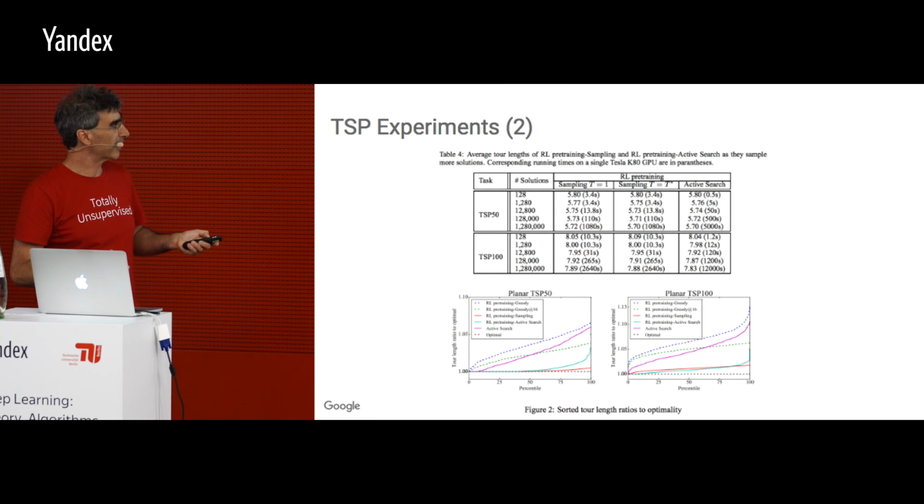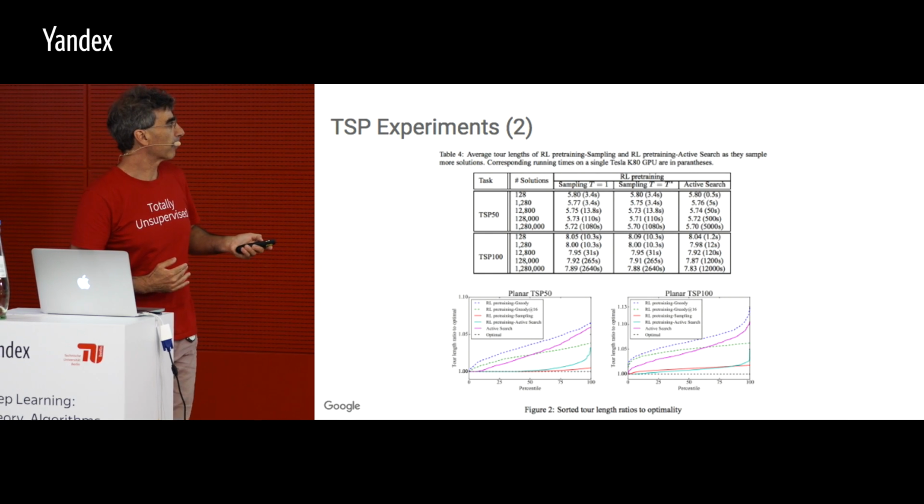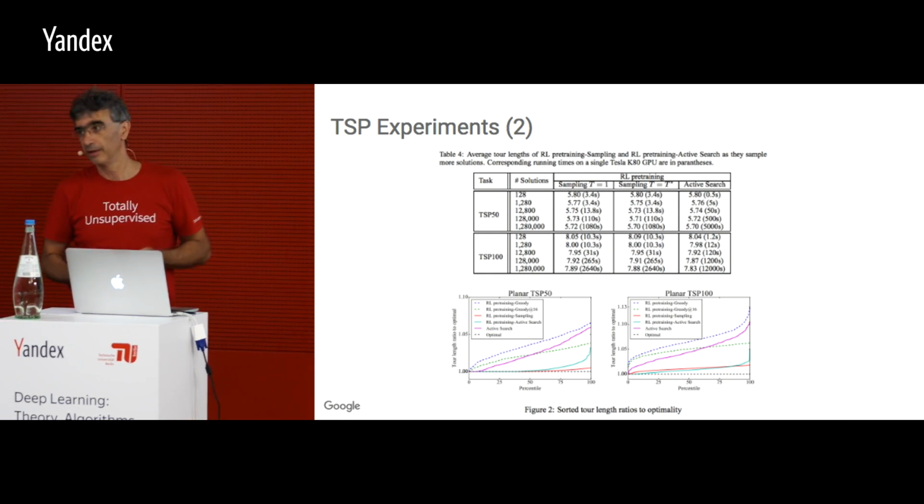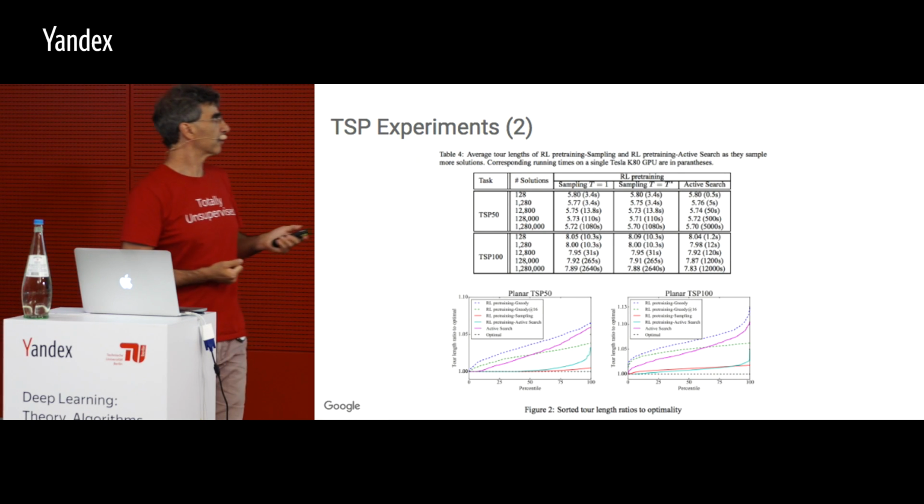So the red line says that around 75% of the tours are actually solved optimally, and then it starts to degrade, but not too far, like 1% degradation compared to the actual tour. So it's not too bad.